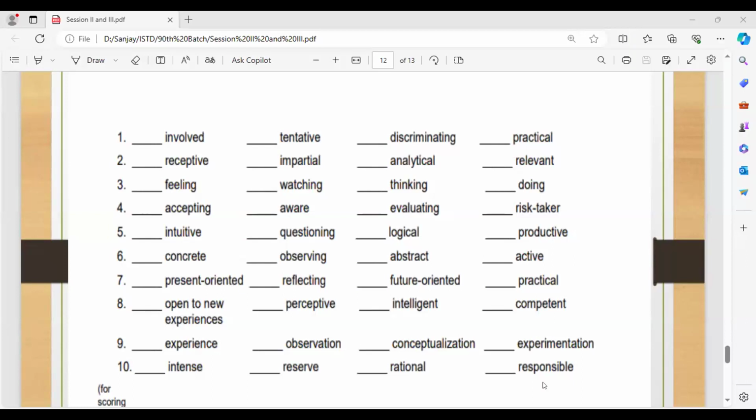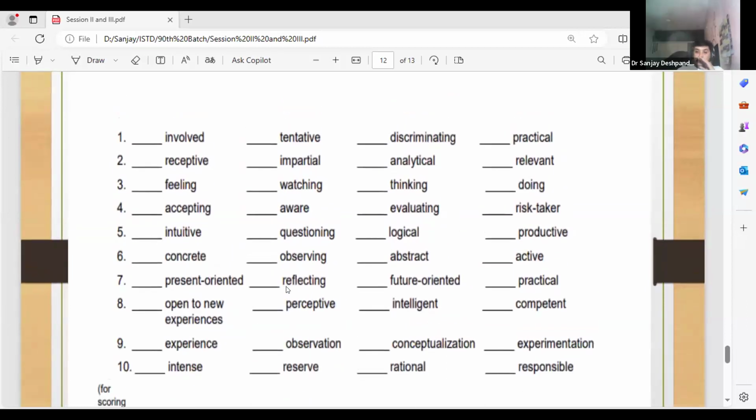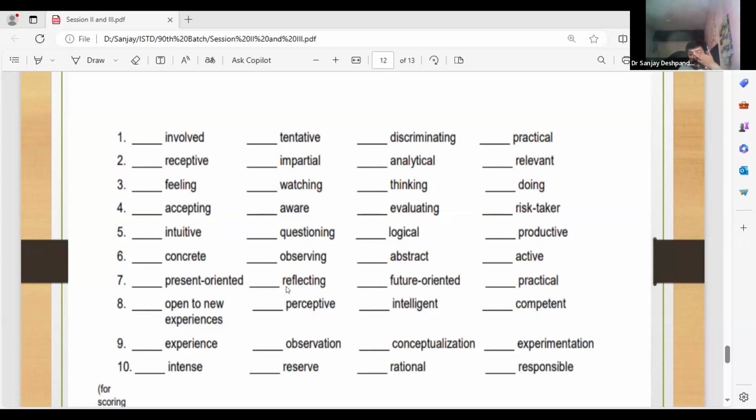Dr. Deshpande, do we need to add the scores in the respective columns? Yes, vertically you can add. If you're done with all the 10 rows, you can add all the scores vertically, in the respective columns.